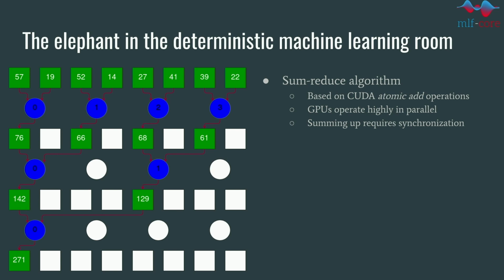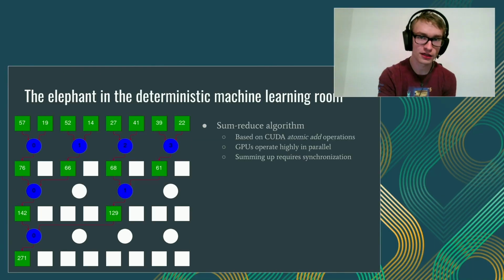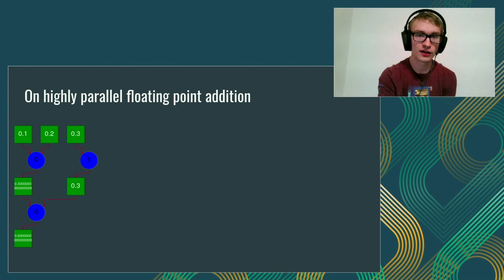If you go to the next row, all you do is add up two numbers. So what we're trying to do here is we have a lot of numbers and we want to add them all up to get the full sum. That is the sum-reduce algorithm. The issue here is that those GPUs that we are using to calculate those sums operate in parallel. And actually summing all of that up requires synchronization.